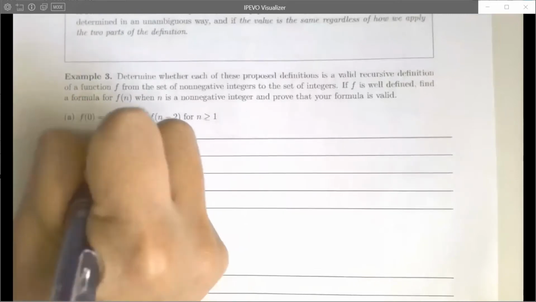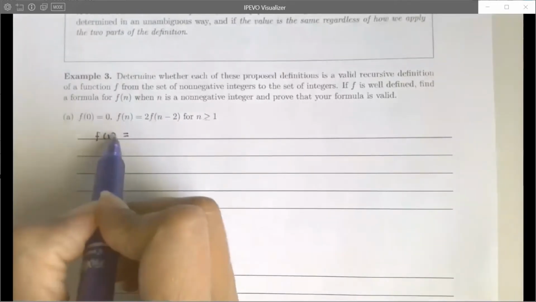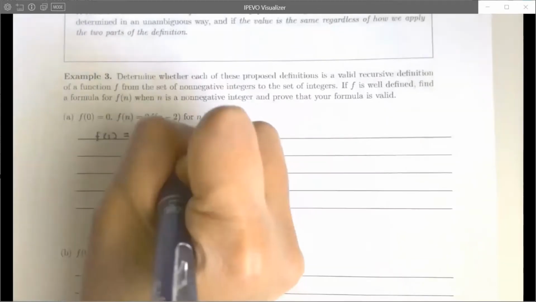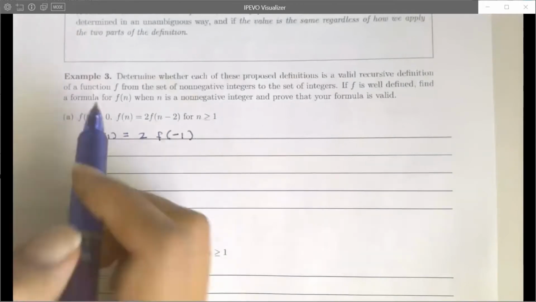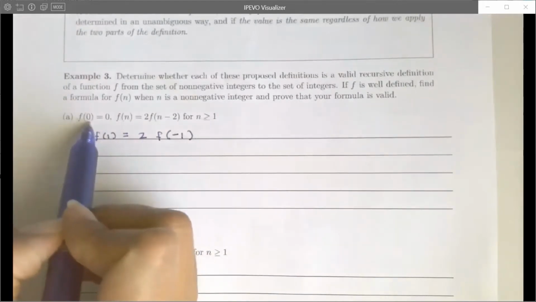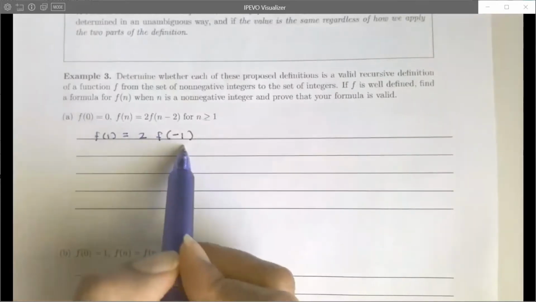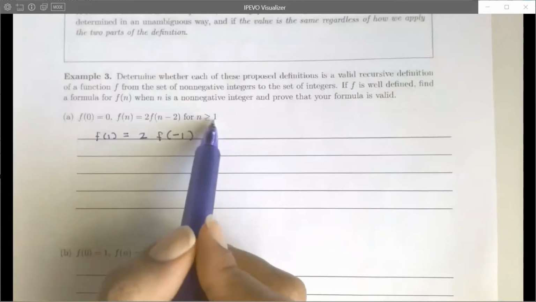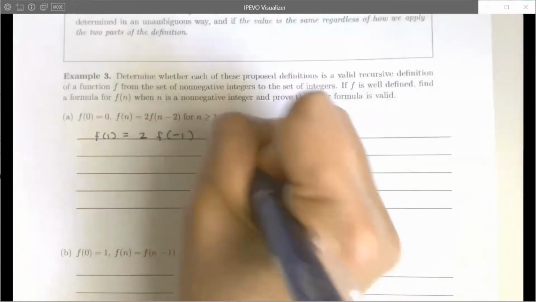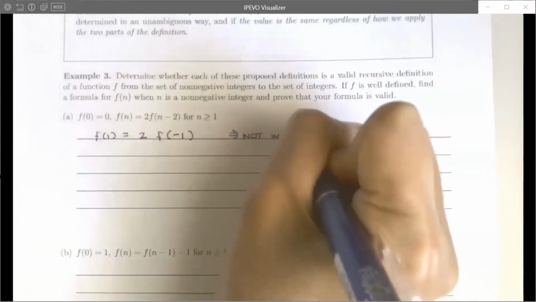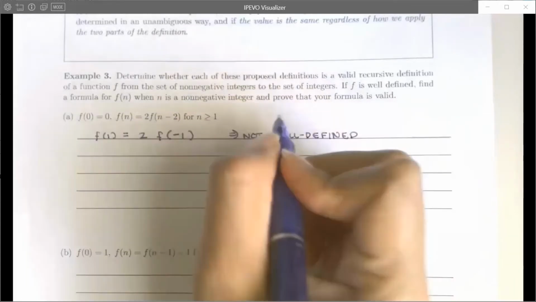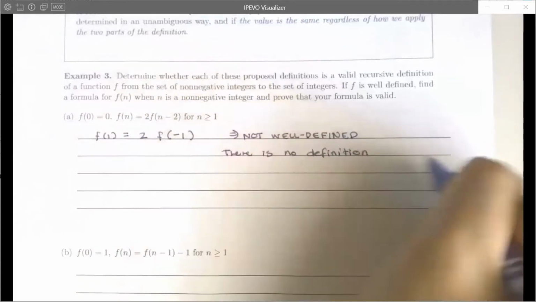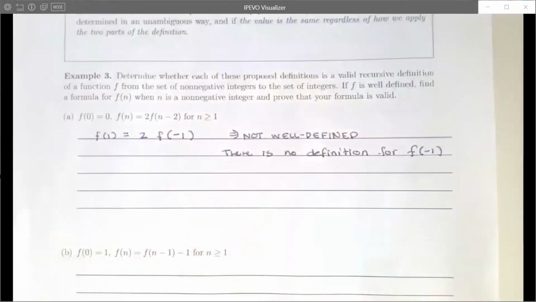And so I'll start with f of 1. If I want to find out f of 1, according to the recursive step, this is going to be equal to 2 times f of 1 minus 2, so f of negative 1. And if I take a look at what's defined, I only have a definition for f of 0. I don't have a definition for what needs to happen when n is negative 1, right? The recursive step is defined for n being greater than or equal to 1, not for any negatives. So this is not well defined.